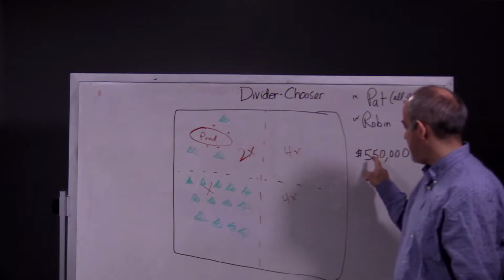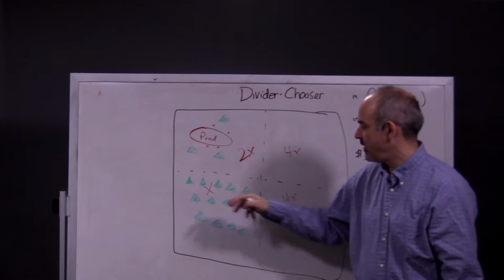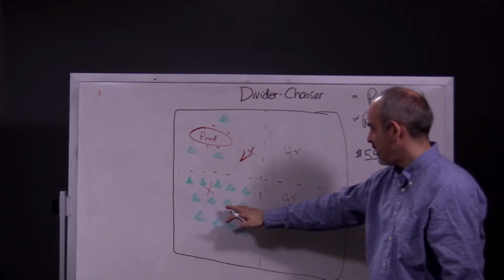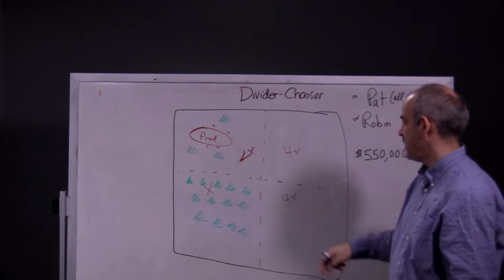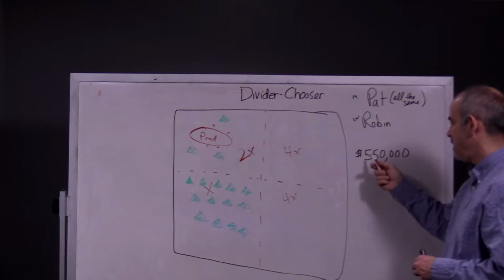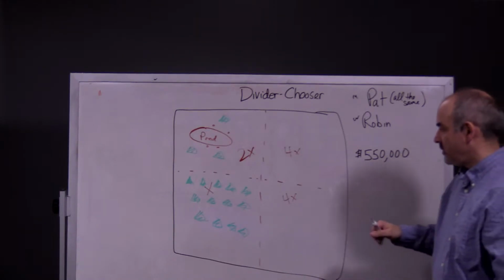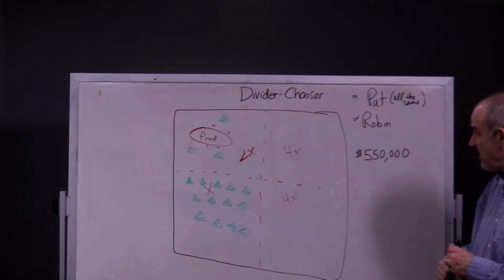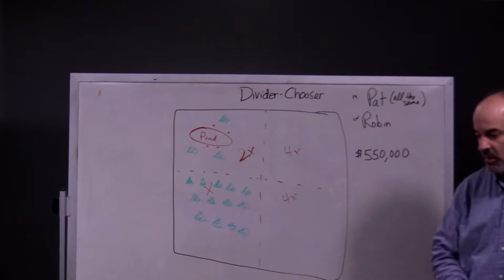So if you do the math, if this is all worth $550,000, this is worth $50,000 to Robin. This is worth 100. This is worth 200 and 200. So that adds up to 550,000. So this is 50. That's 100, 200, 200 to her. Remember, to Pat, it's all worth the same.